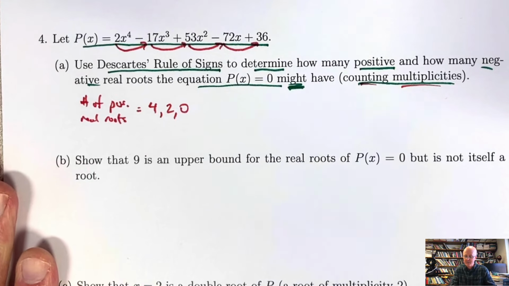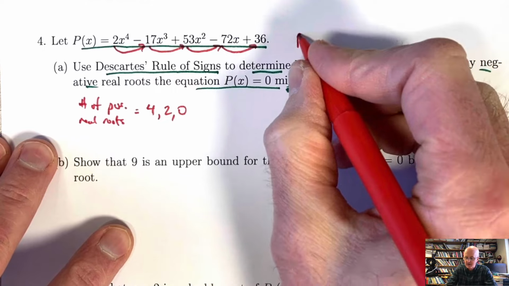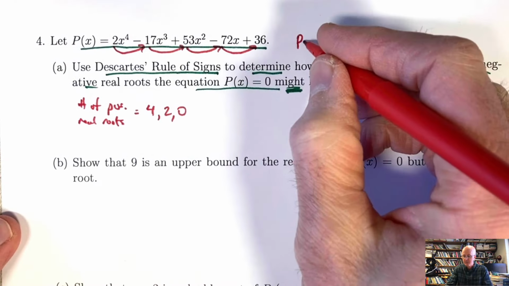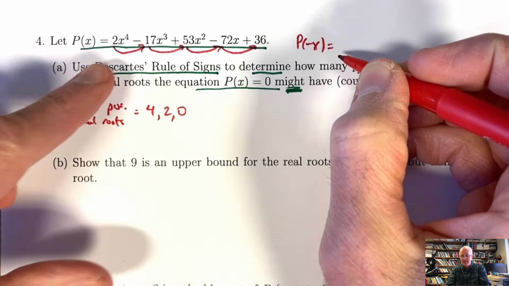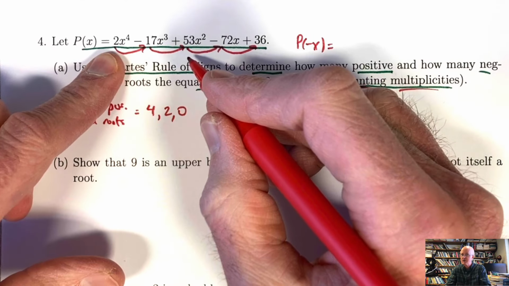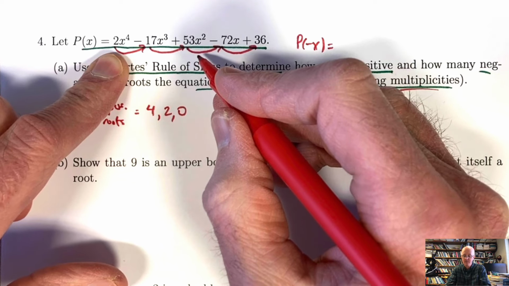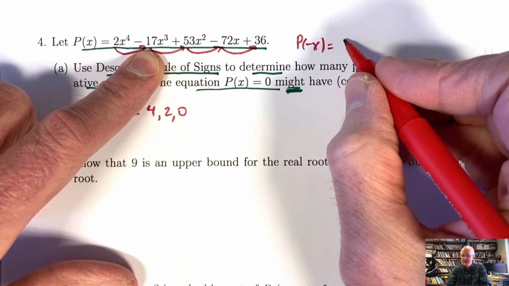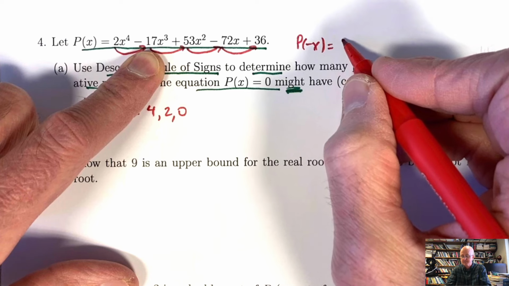What about the number of negative real roots? For that, we need a little trick. We need to effectively reflect p of x across the vertical y-axis by replacing x with negative x. If I do that, the even powers of x don't change sign in their coefficients because -1 to an even power is +1. And the odd powers do change sign because -1 to an odd power is -1.